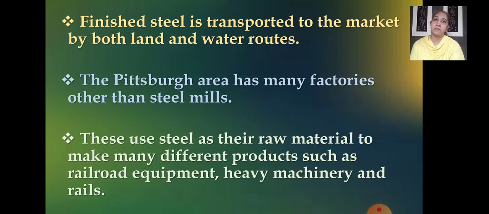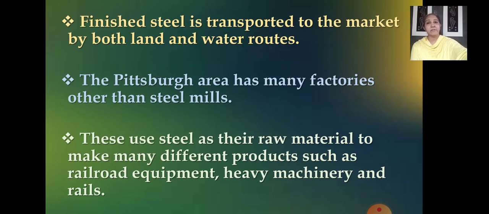And the finished product, finished steel, is transported to the market both ways. See, they have the rivers also, as well as the trains carrying the ore from the Great Lakes to the Pittsburgh area, right? So they were transporting the finished products both ways to the market, by land as well as by water routes. So we can say the Pittsburgh area has many factories other than the steel mills. These use steel as a raw material to make many different products. Which other products were they making there? Such as the railroad equipment that is required for the railways, then heavy machinery and rails.